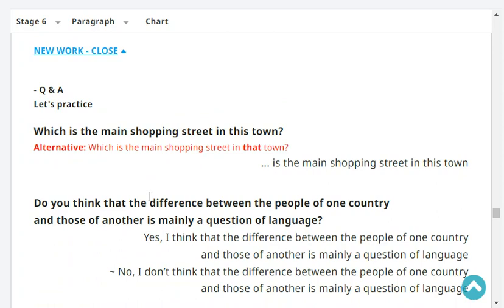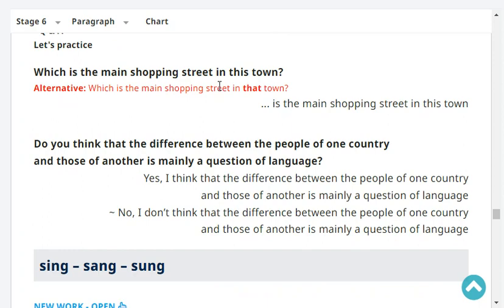Okay, let's practice. Which is the main shopping street in your town? Odori is the main shopping street in my town. Very good.